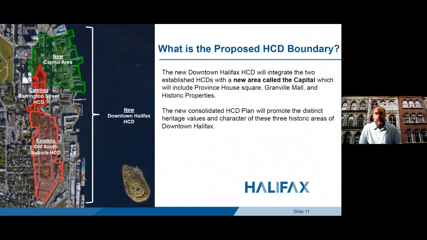So what we're proposing for this new Heritage Conservation District is to consolidate the 2 existing Heritage Conservation Districts of Old South Suburb and Barrington Street, and to add a new area called the Capital that you see outlined in green here. And the new consolidated plan will be referred to as the Downtown Halifax Heritage Conservation District. The new area that we're referring to as the Capital contains 85 registered heritage buildings and a handful of traditional buildings and modern heritage, open spaces, and wharves as well that we're interested in extending some form of heritage protection to.